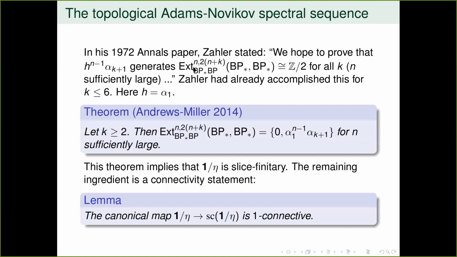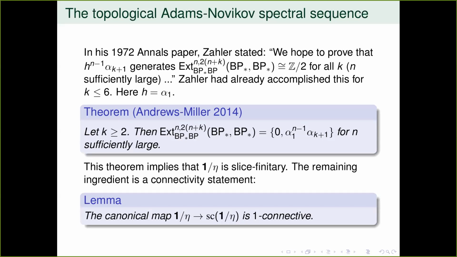In our notation, I would just prefer to use alpha 1 as H. This is the element detecting the Hopf map. And Sala's hope is true. This is a theorem proven by Michael Andrews and Haynes Miller. The first version I've seen was from 2014. It appeared a bit later on the archive. And yes, Sala's hope is true.